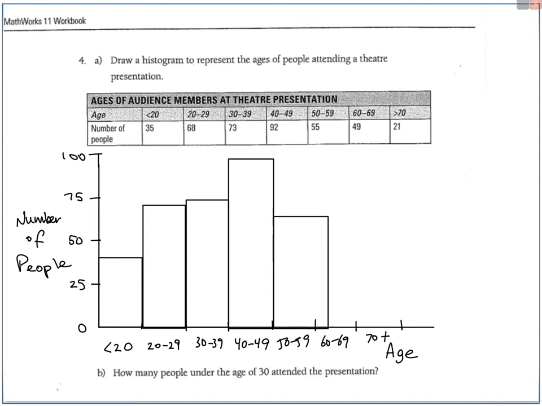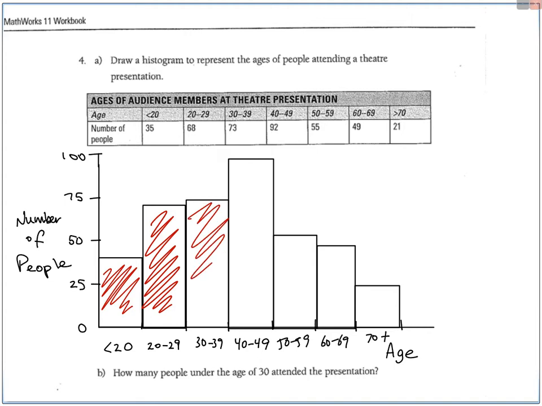50 to 59 is 55 people. So just past 50. 60 to 69, almost at 50. And then 70 plus is just before 25. All right. Okay, and you can color those if you like or leave them blank. If I was doing this on my own, I would probably do something like this. But whatever. You do whatever you want to do.